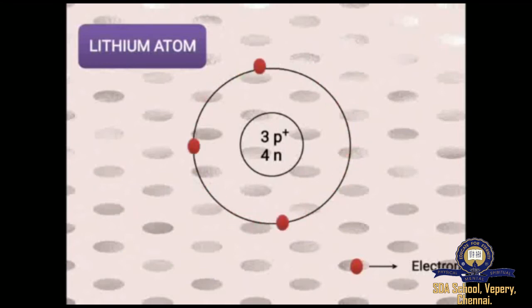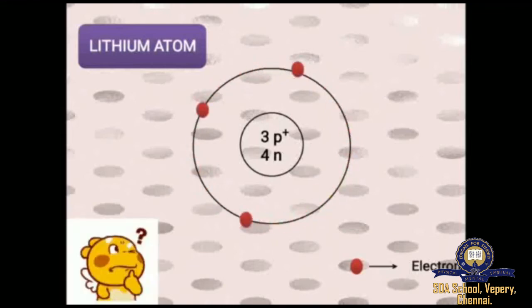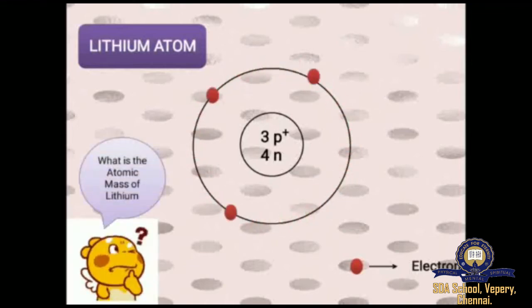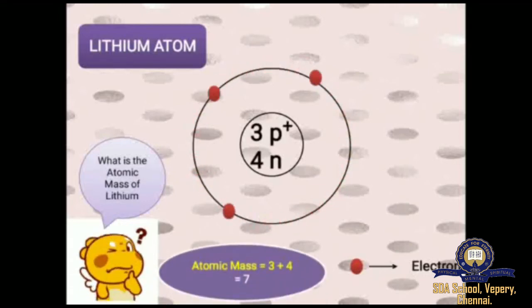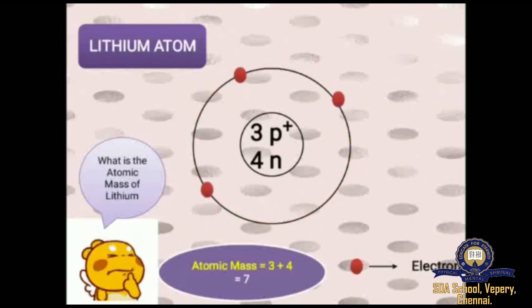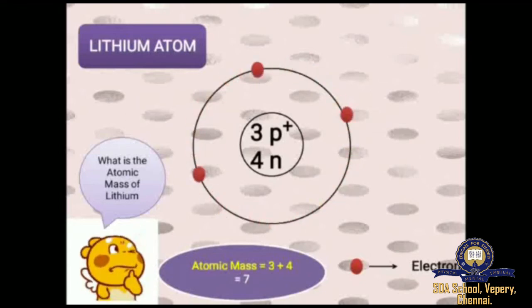Here is an example. Consider the lithium atom. The lithium atom consists of 3 protons and 4 neutrons. What is the atomic mass of lithium? Can you guess? Atomic mass is equal to the number of protons plus the number of neutrons present inside the nucleus, right? So it is 3 plus 4, which is equal to 7. So the lithium atom's atomic mass is 7.